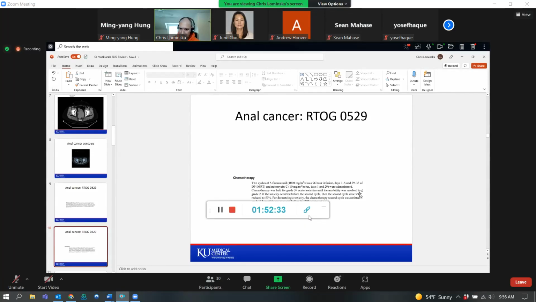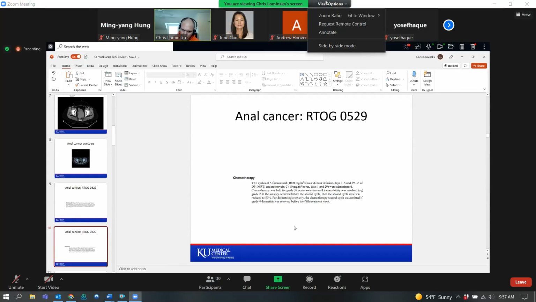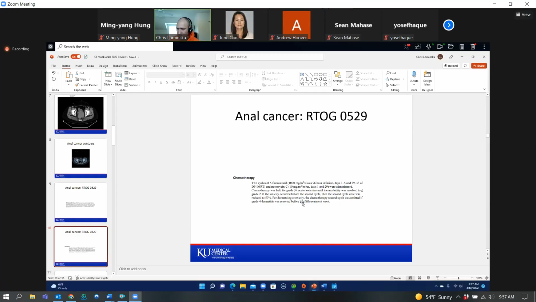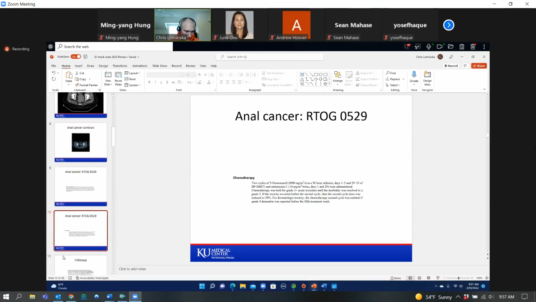But typically we do infusional 5-FU, days 1 and 29. There are different schedules for your bolus mitomycin C. Some people omit the second mitomycin C, but this is how 0529 was done. And again, I would pick one simple thing that you're comfortable with and know it well.